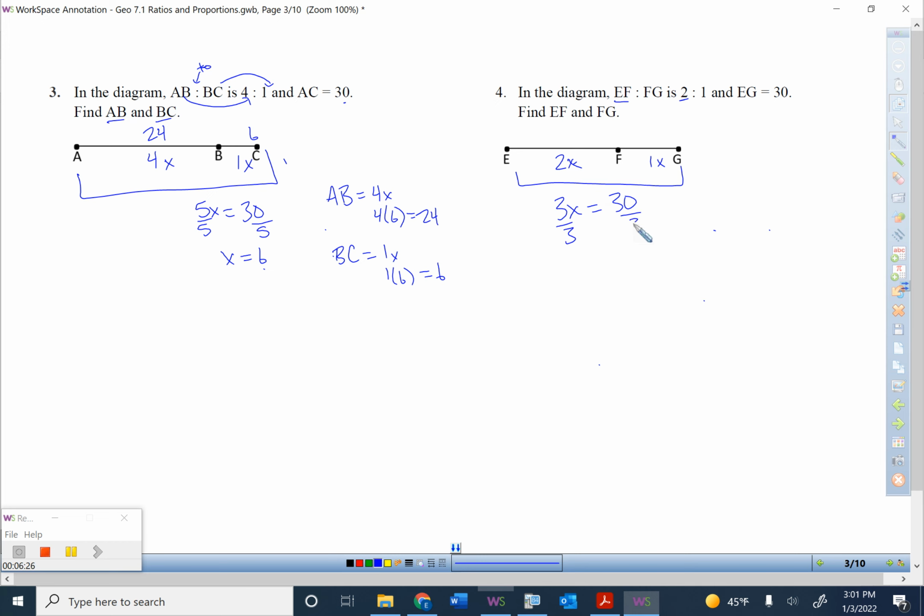Dividing by 3, we get x equals 10, and we want to use that to solve for our EF and FG. Let's write it out. EF on our picture was 2x, so that's 2 times 10, gives us 20. Again, they didn't give us a label, so we'll just leave it at that. And then FG was 1x, that's 1 times 10, which is just 10 itself. 20 and 10, going on our picture, gives us the 30 total that we needed.